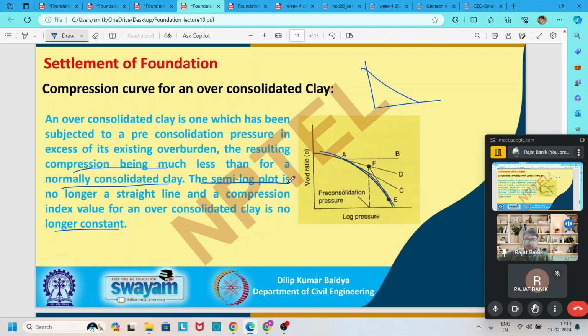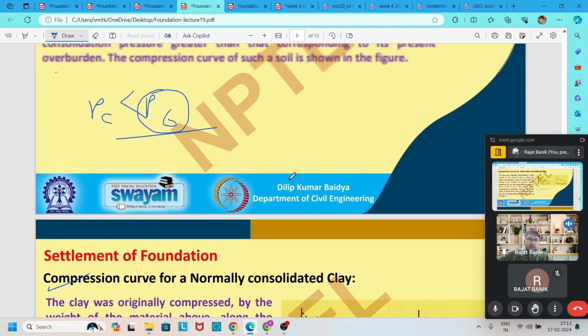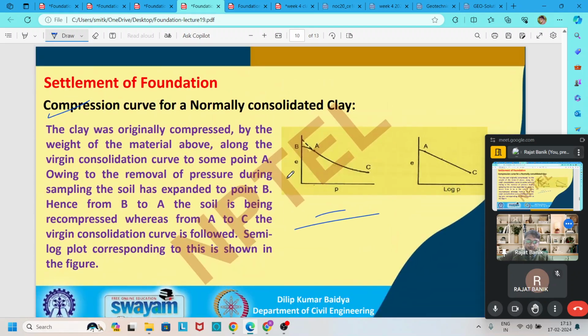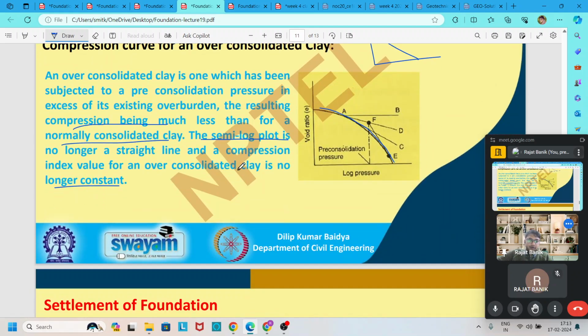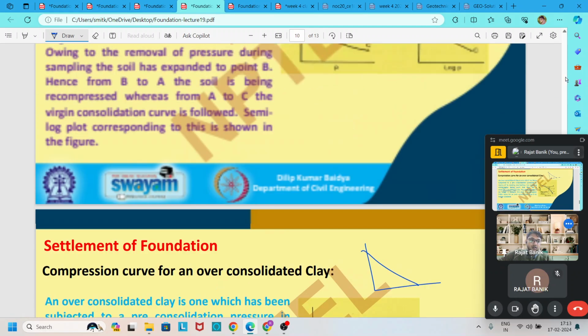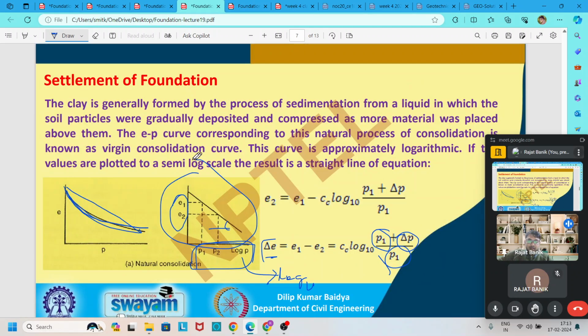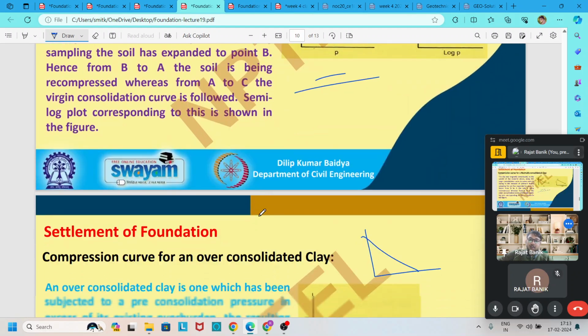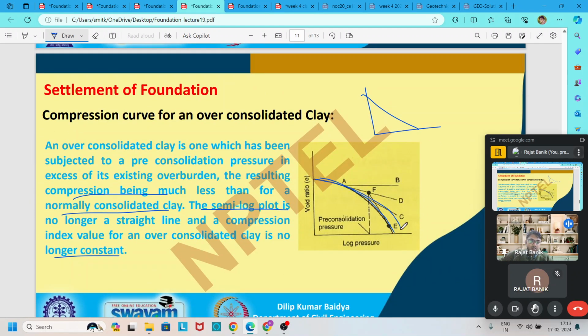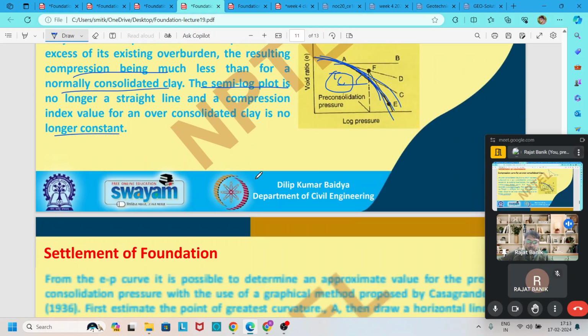And if we plot the semi-log curve for the normally consolidated clay, it comes as a straight line. If you remember, in the previous case it became a straight line. But in overconsolidated clay it does not become a straight line. It is a non-linear type curve. And for this, the compression index, that means the slope of this curve, also changes. In the previous case it is constant because it is a straight line.